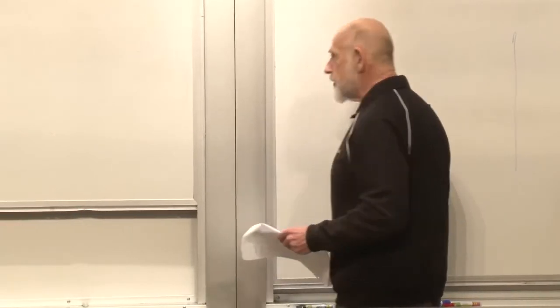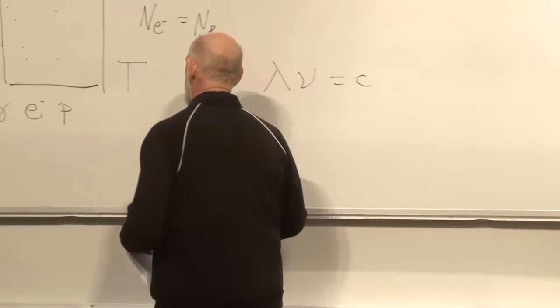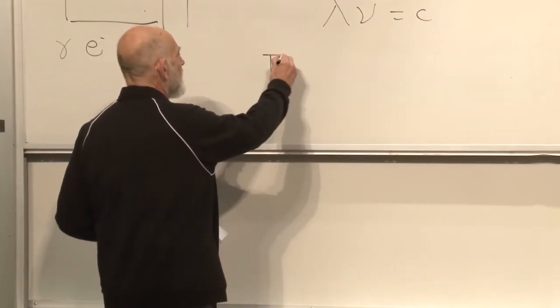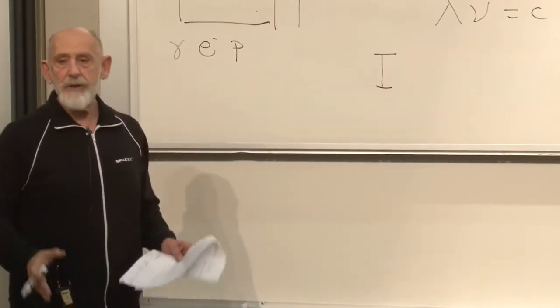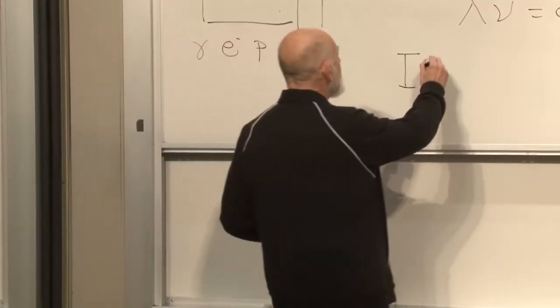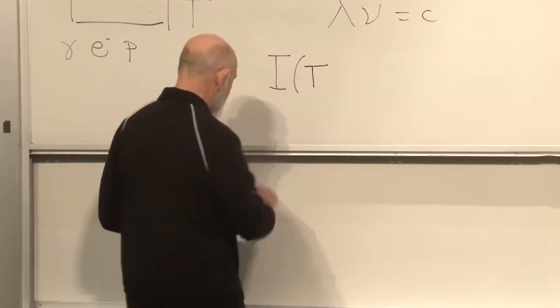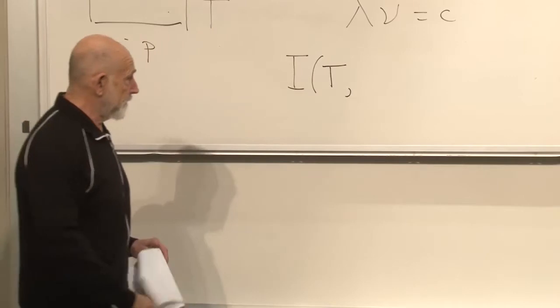And it's characterized by a function called the intensity, I, and the intensity I is basically an energy density. It's basically an energy density, but it's a function of both the temperature and either the wavelength or the frequency.